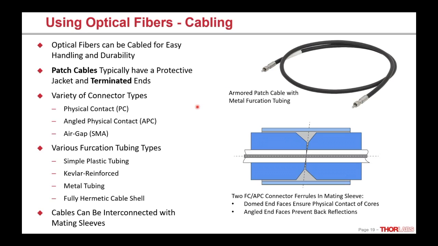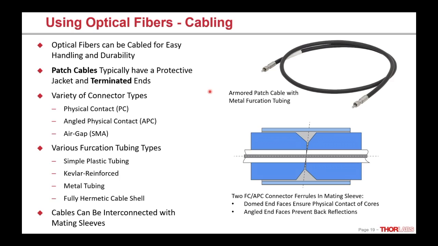There are a variety of different connector types in the industry. Connectors that we call physical contact, so they're going to touch if you have two connectors mated together. Angled physical contact, connectors with an air gap where they don't touch, and the SMA connector is a common example of that. And then in between the connectors, we can have various types of mechanical protection for the fiber. Anything from simple plastic tubing up to reinforced tubing, all the way up to a fully hermetically sealed shell around the fiber, depending on what application the fiber is going into.